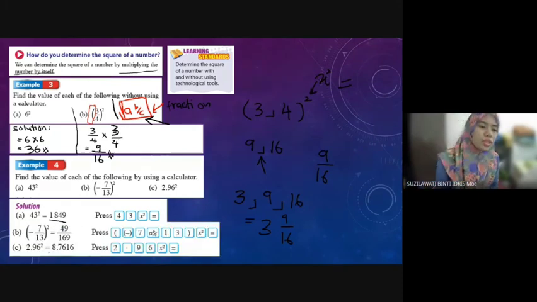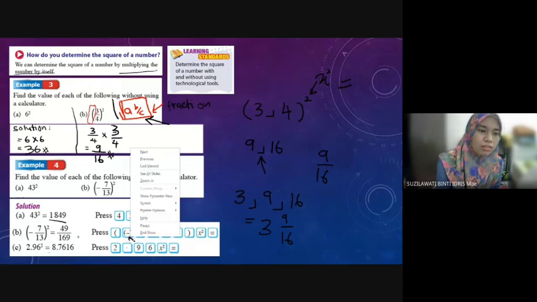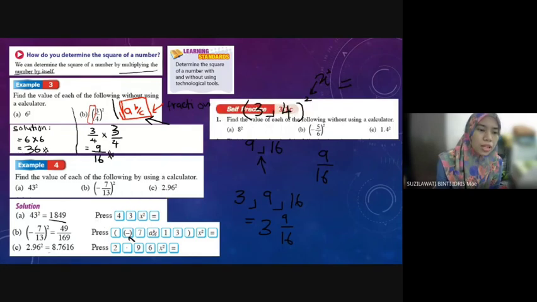B. Okay, look at my slide. Negative 7 over 13 squared. Okay, ini answer. Okay, jangan tengok answer dulu. Tengok apa kamu kena press in your calculator. What button that you need to press in your calculator. First, press the open bracket. Then this symbol. Okay, these symbols refer to negative number. Dalam kalkulator kamu, kalau kamu lihat simbol ini, it refers to negative number.